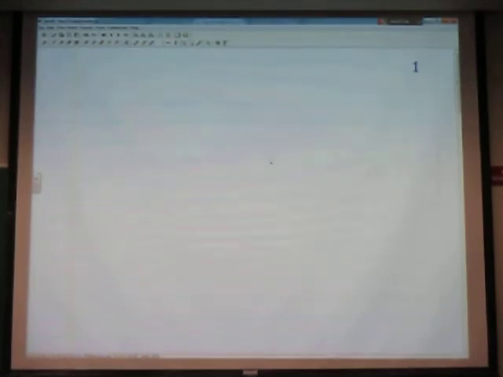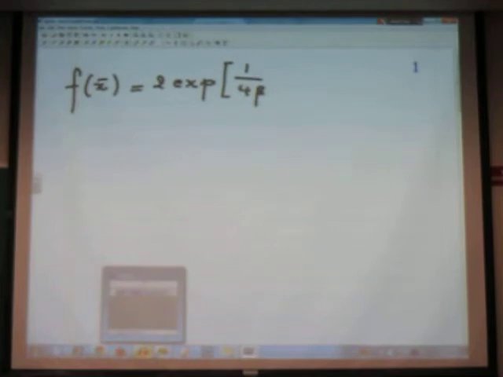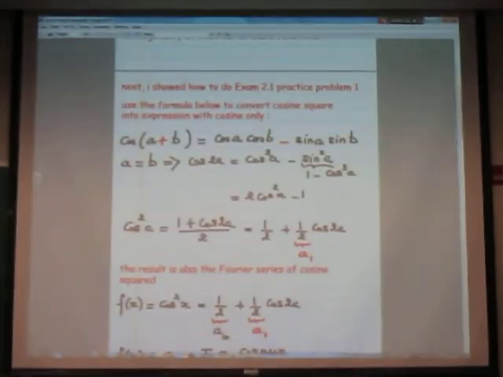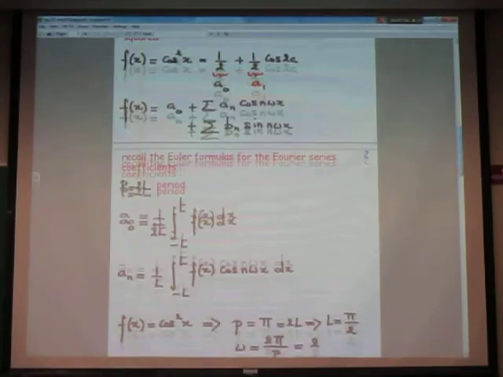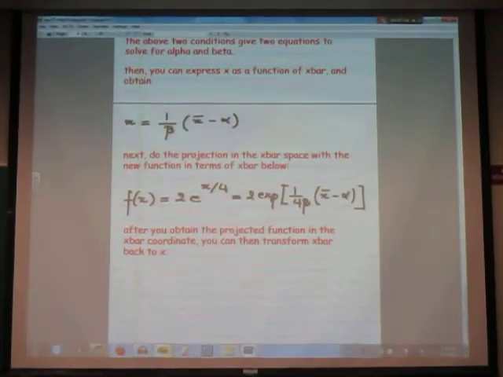So now f is expressed in terms of x bar, and that's 2 exponential of 1 over 4 beta. Let me double check to be sure. Yeah, I even have this over here: 1 over 4 beta x bar minus alpha.